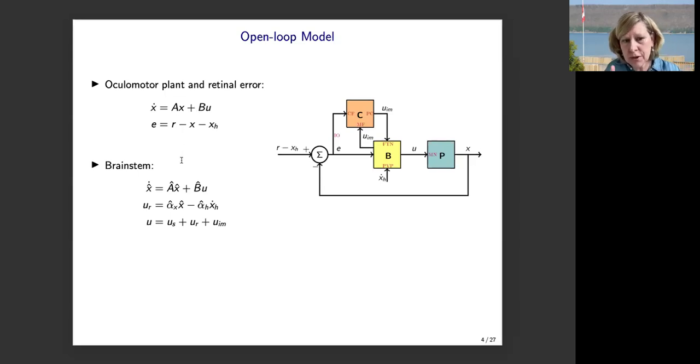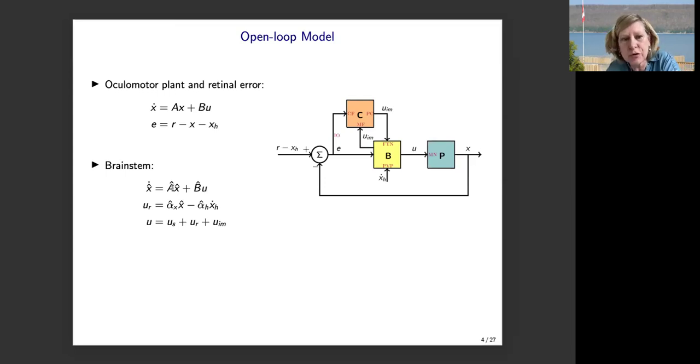And these are adaptation processes that are not mediated by the cerebellum. They are mediated by that knot projection. And that's been shown in experiments with goldfish, in fact. So this is a very primitive process that doesn't tie to the cerebellum. And what happens is that if A hat adapts to match A and B hat adapts to match B, then this is an observer. This is basically a Luenberger observer of the oculomotor plant.